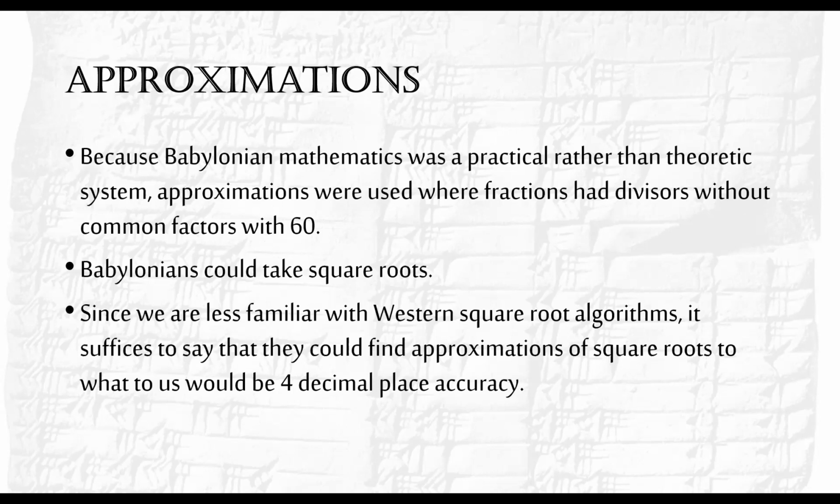So if they had a fraction like 7/60ths that did not reduce nicely, they would use an approximation for it, and they saw no problem with that, just like my students. They could also take square roots to some degree of accuracy, probably about 4 decimal place accuracy. I'm not going to go into the square root algorithms because most people aren't familiar with the Western square root algorithms.